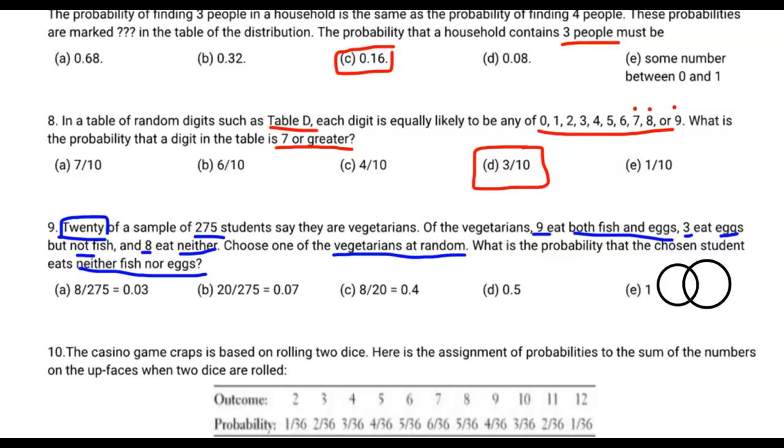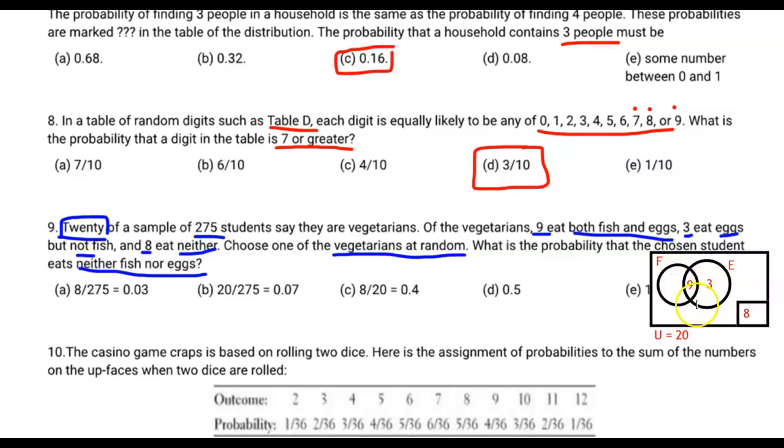And remember, in a Venn diagram, another aspect that you need is this rectangle that represents the universe, and this rectangle down here that represents neither. So let's label this diagram a little bit. We got fish in this bubble, we got eggs in this bubble, and we got U, the universe, all of the different things in the set, equal to 20. Now, we are told that 9 of the vegetarians eat both fish and eggs. So that piece of information goes there. It does say 3 eat eggs, but not fish. And then it says 8 eat neither. So that means the 8 is going to go down here.